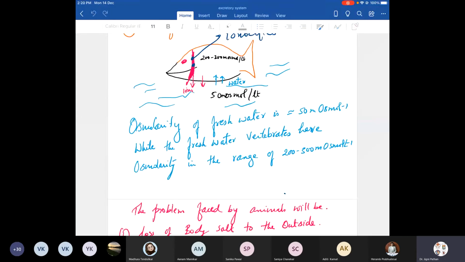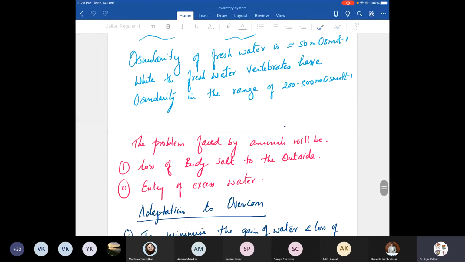50 milliosmol per liter, while the freshwater vertebrates have osmolarity in the range of 200 to 300 milliosmol per liter. I hope you understood. So what are the problems they face? The first problem they face is loss of body salt to the outside, because salt is inside more, water is outside more, so they lose the salt of the body. Next, entry of excess water, since there is a lot of water, and due to this osmolarity, more water will move inside the body of the fish.